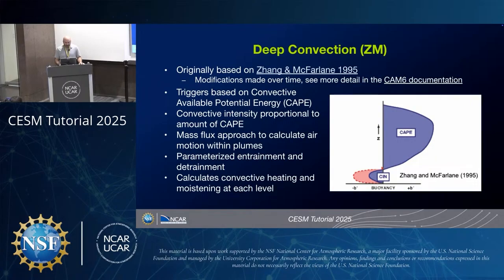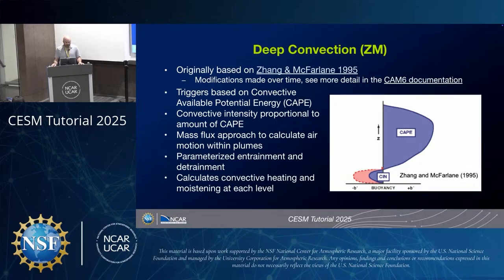Yeah, the Zhang-McFarlane scheme we call ZM. That's what we use to parameterize deep convection. It's based on this 1995 paper, which is linked here, but it has been updated in our model over time. So to see some of the latest documentation about it, you can see the CAM6 user guide.